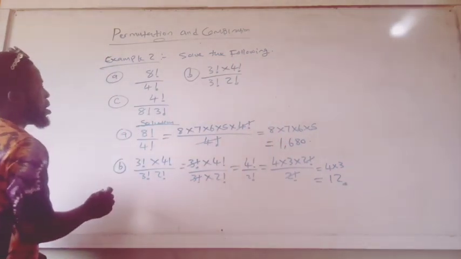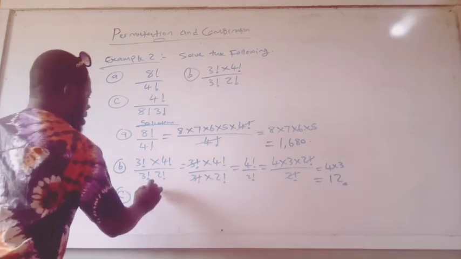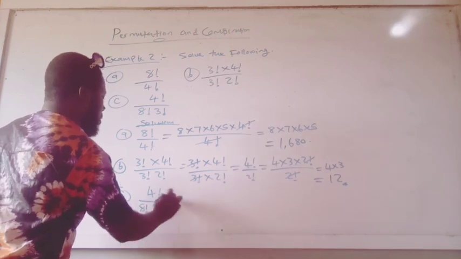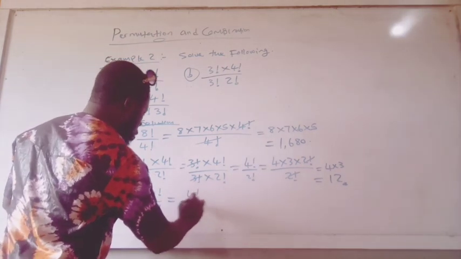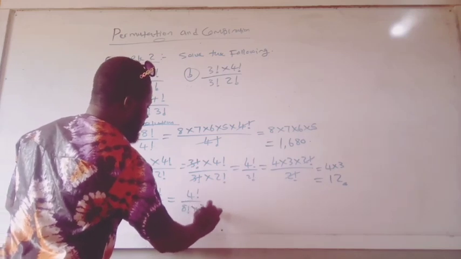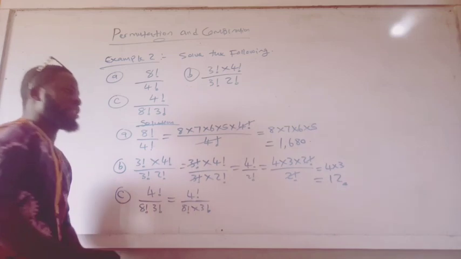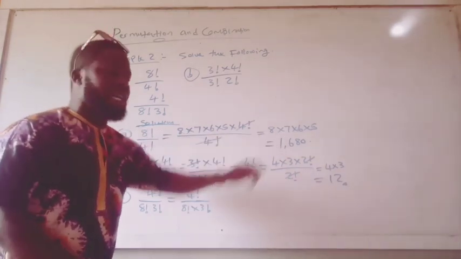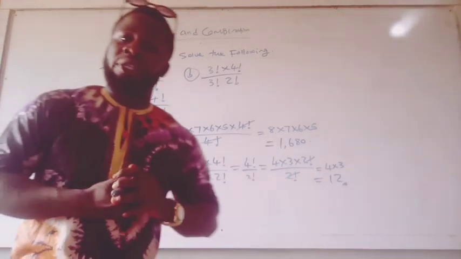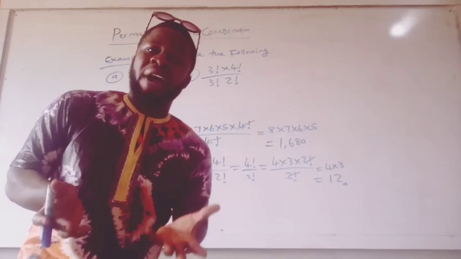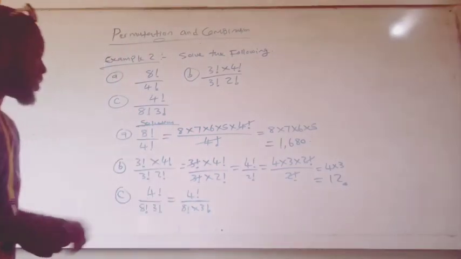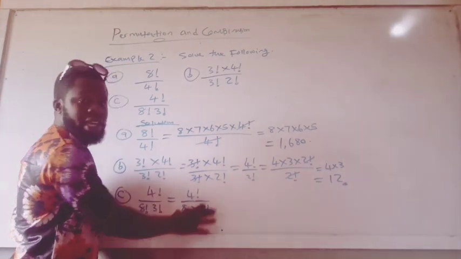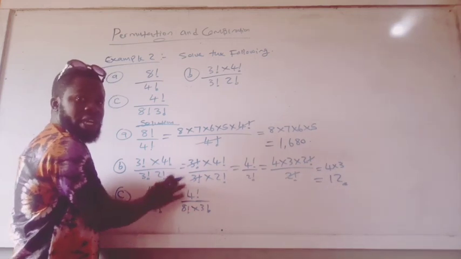Then let's go to the C part, which is 4 factorial over 8 factorial, 3 factorial. This will give us 4 factorial over 8 factorial times 3 factorial. The reason why I gave this question is for you not to think that all the time when you solve a factorial question, what you have is a whole number. No. You can also have a fraction. As the case may be, you can still have it in decimal form. For this one, I will leave it in fraction form. So I will not expand the numerator. What I will expand is the denominator, because the denominator is bigger than the numerator.